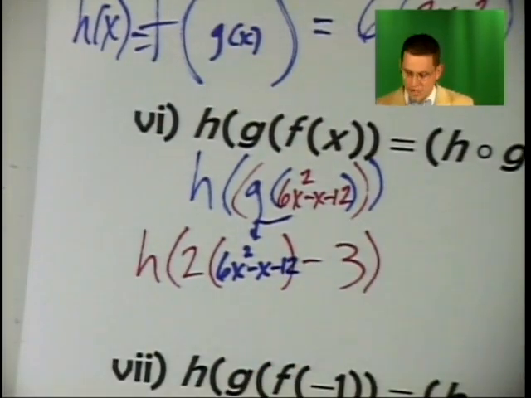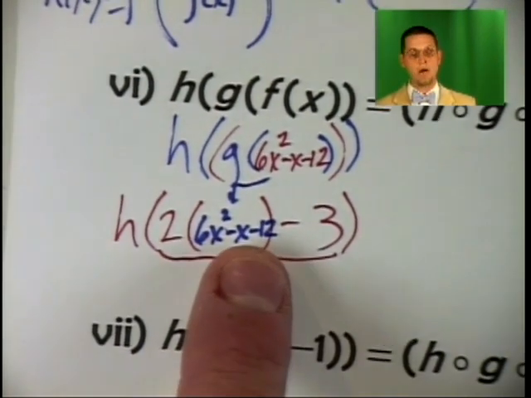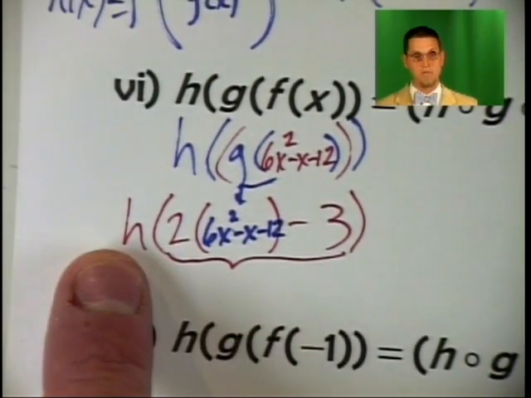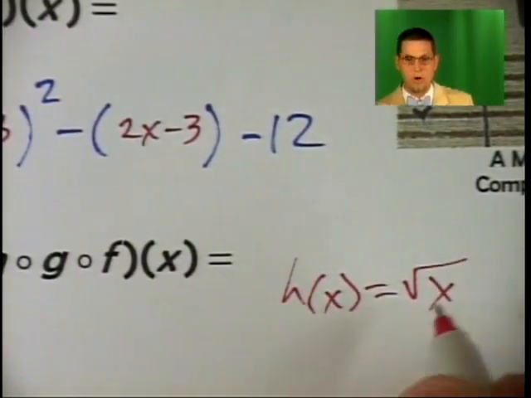Okay? So now I have this brand new expression, and I could expand it out if I want, and that's what I'm plugging into the h function for its x. Well, remember, h of x, the function, said to take the square root of your input.